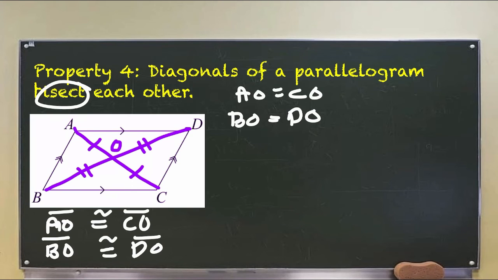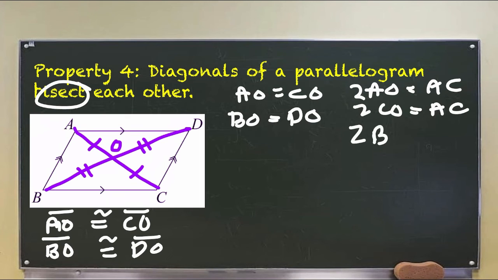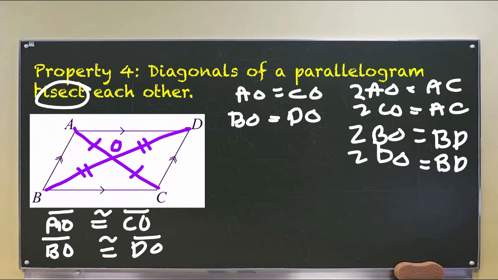Kalahati. So, yung isang buo ay ang AC. So, dalawang AO sa buong AC. Similarly, dalawang CO sa isang AC. Ganun din dun sa BD, isang diagonal. So, dalawang BO is equal to BD. Or dalawang DO is equal also to BD. So, halimbawa, binigyan tayo ng example. Ang AO ay 4.